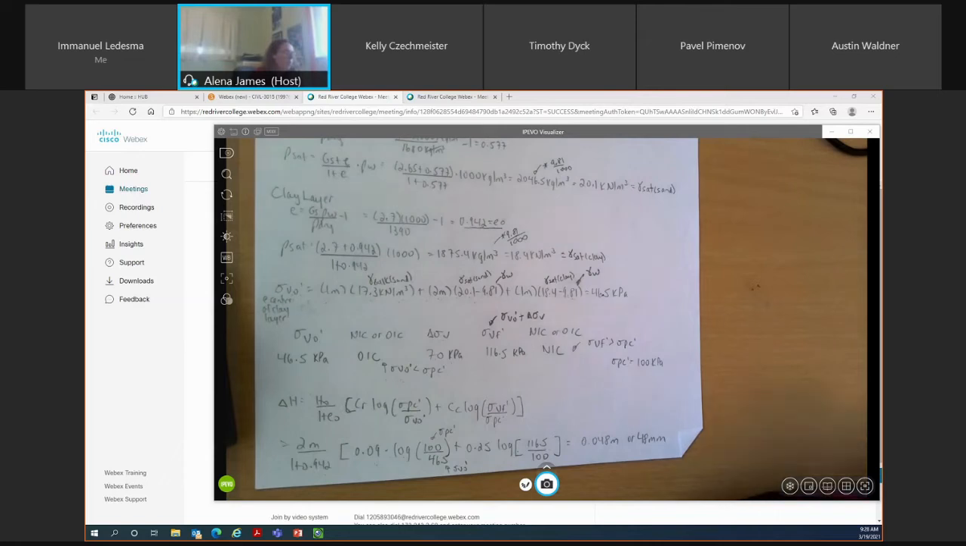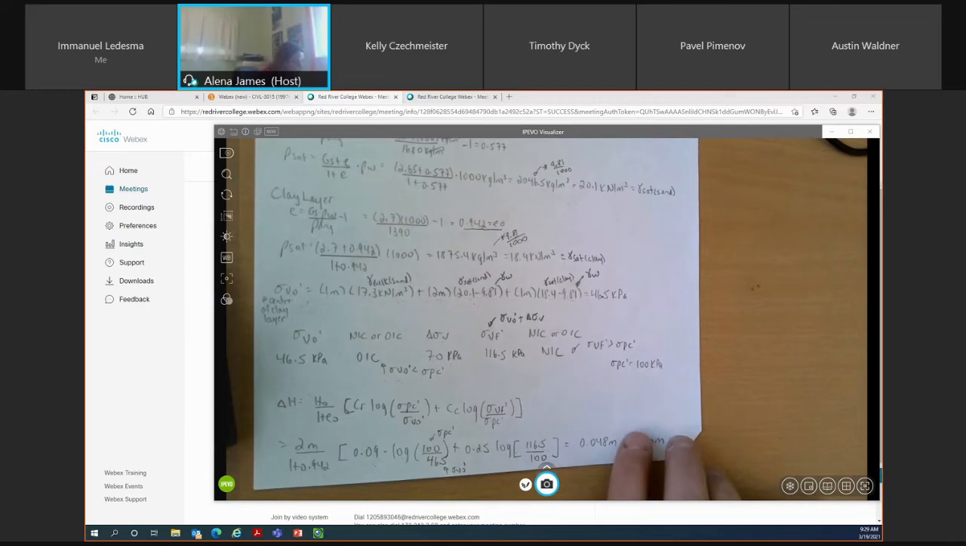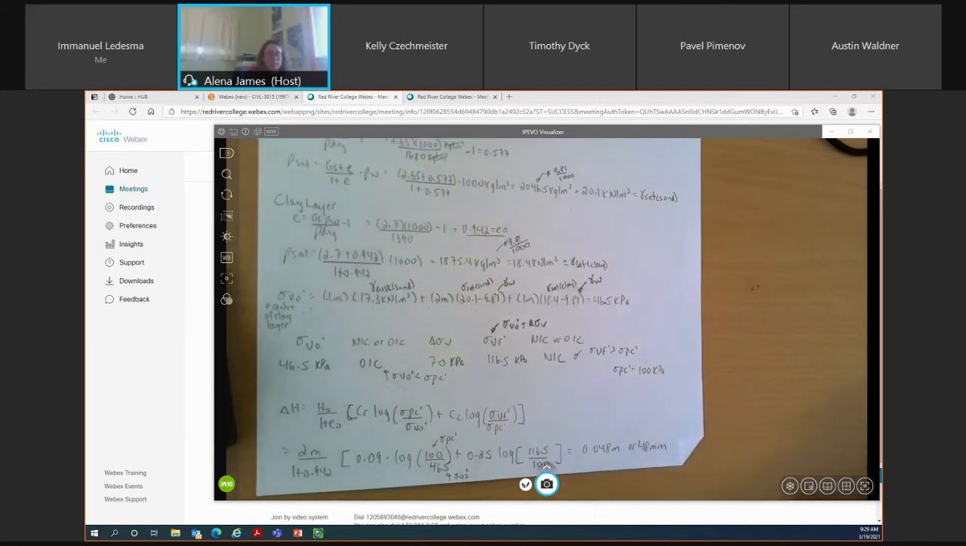We know our final effective stress is 116.5 kPa because we calculated it, and we know our pre-consolidation pressure is 100 kPa. So we would just plug and chug through the numbers, and we could determine that our settlement is 48 millimeters, or 0.048 meters. I'm going to pause and give you guys a few moments to look at this.